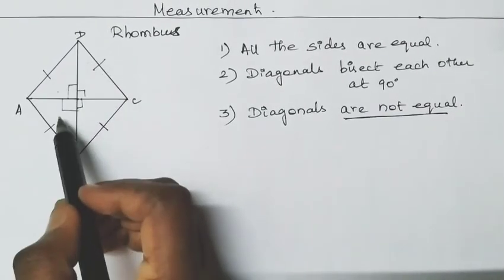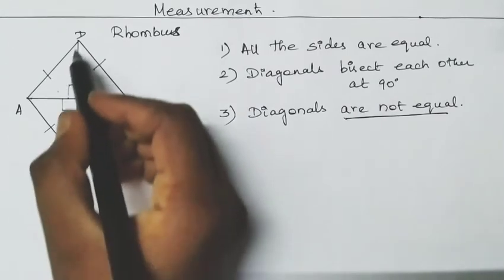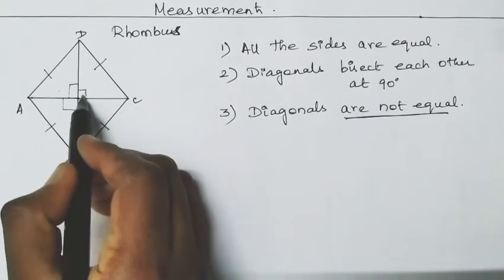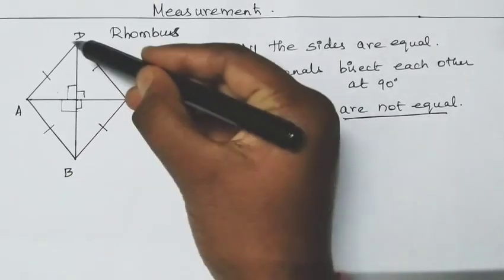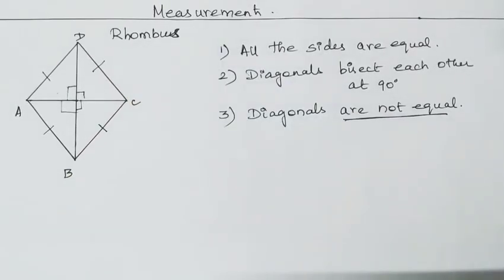All sides are equal, that is the first property. Then diagonals bisect each other at 90 degrees, and these two diagonals, that is AC and BD, are not equal.